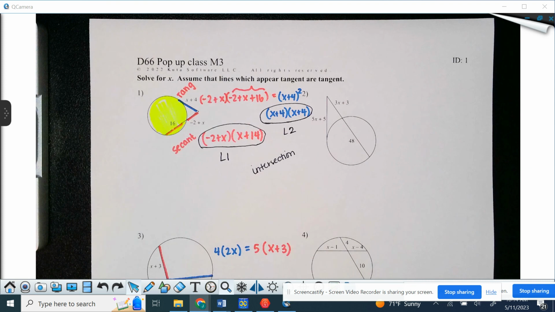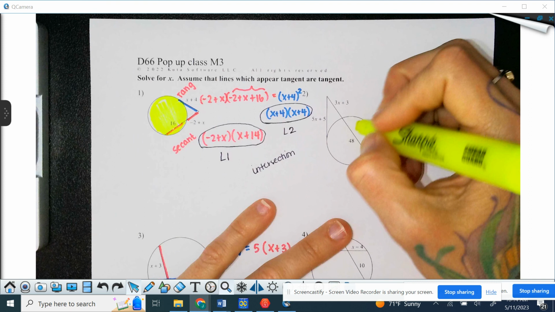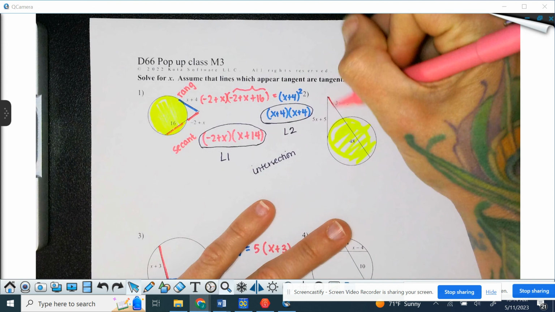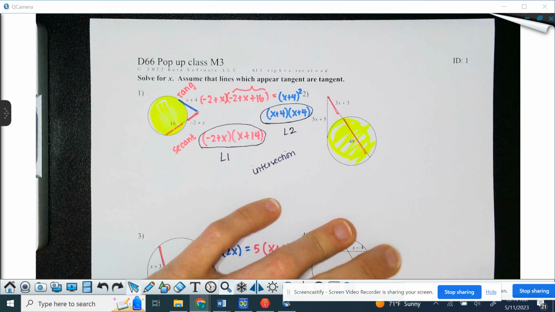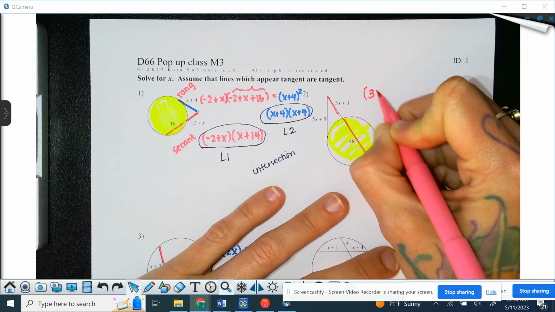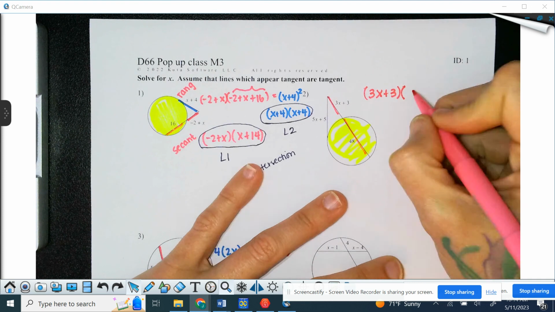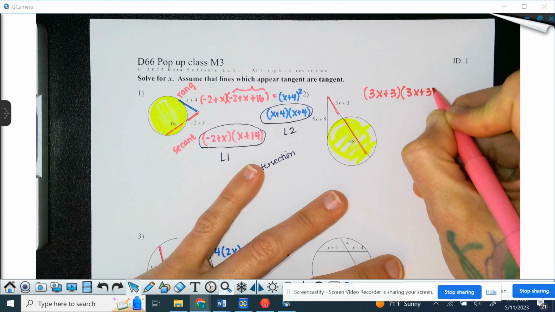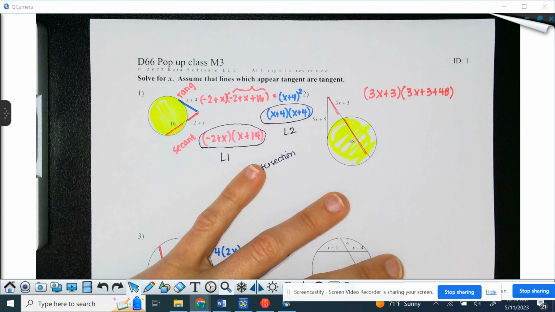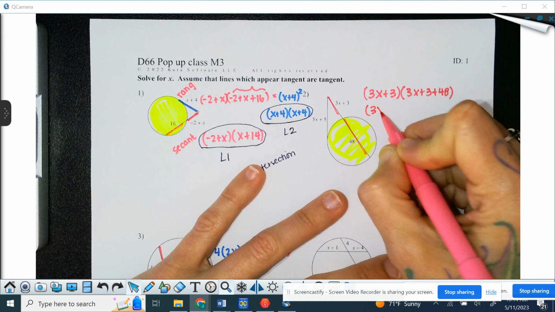So again, looking at the second one, this is inside the circle. So for our pink line, oh, I did all quadratic ones for this one. Woo! Was coming in hard on this one. On the outside is 3x plus 3. That is going to be times the sum of this whole line, which is 3x plus 3 plus 48. So that's the first setup. Again, you want to clean this up: 3x plus 3 times 3x plus 51.